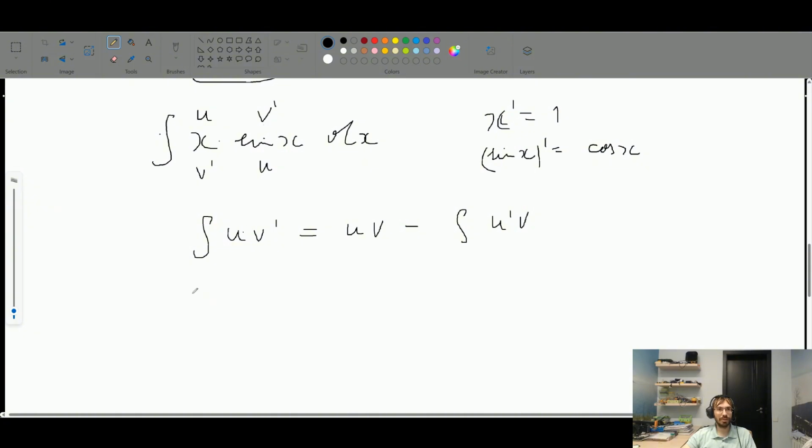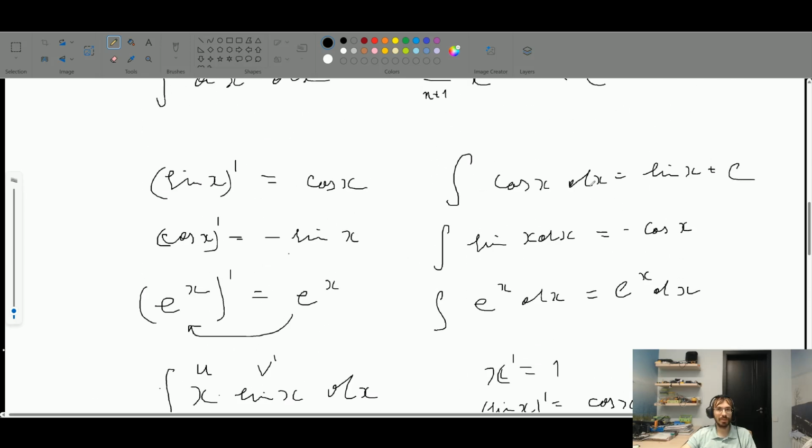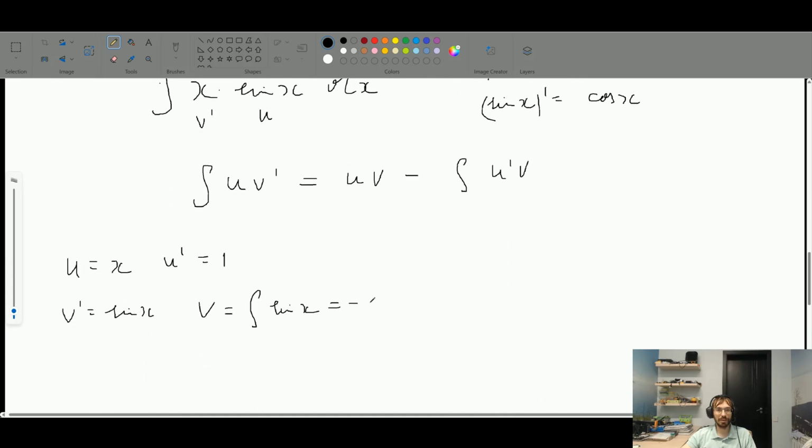I would strongly advise you to write separately what your u is, at least at the beginning while you're not so confident. As you progress to higher confidence levels, you may of course do it in your head. So your u is x, then u dash will be 1. Then your v dash is sin x. In this case, your v will be the integral of sin x, and the integral of sin x, as we have mentioned before, will be minus cos x.